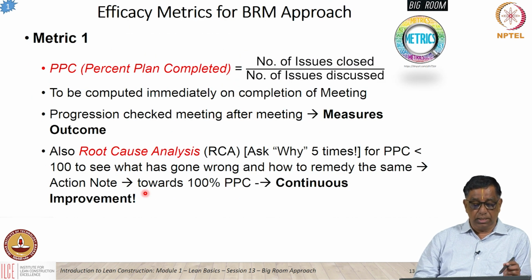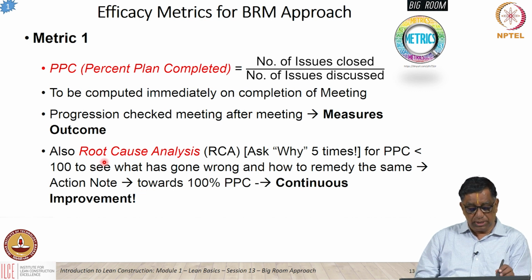So, they had two metrics for checking on the efficacy of the meetings. The first one, of course, is the standard PPC or percent plan completed. That was defined in this case as the number of issues closed fully divided by the total number of issues discussed multiplied by 100. That is the percentage. And they checked on the PPC score meeting after meeting whether they were remaining at a high level of 80% plus. Otherwise, it means that we are not able to converge, and then they started looking at the reasons for not being able to converge.